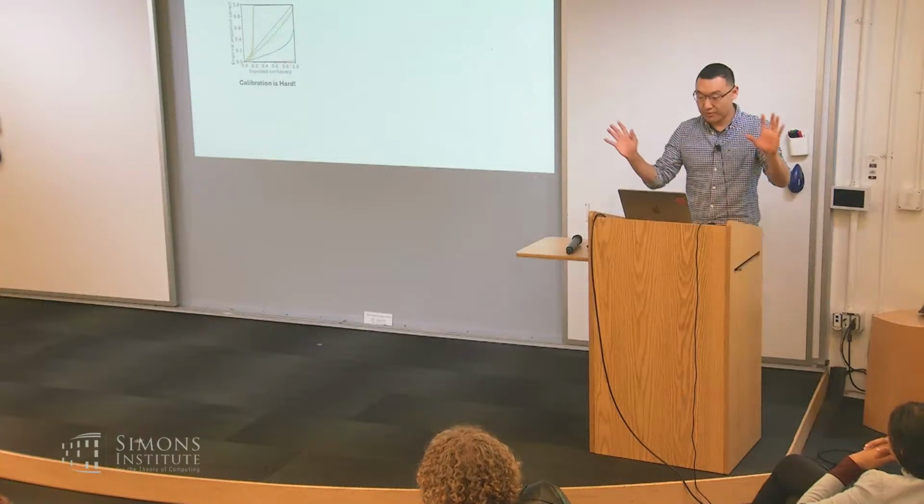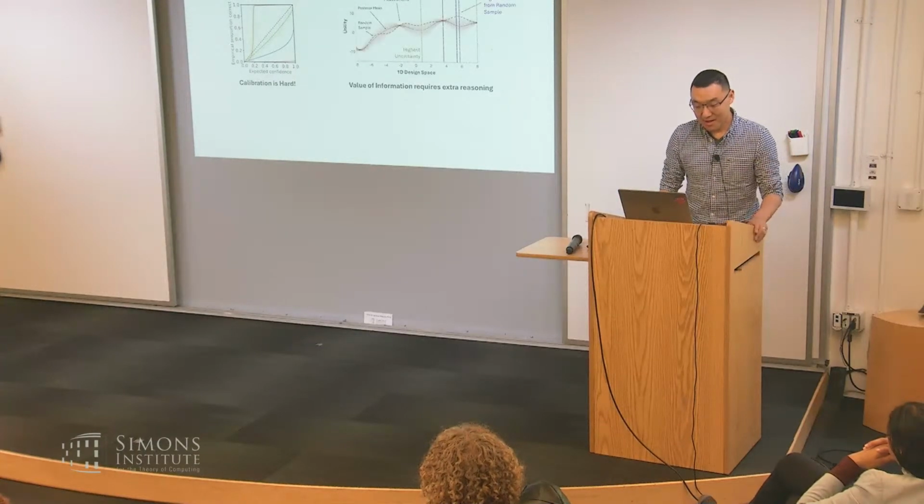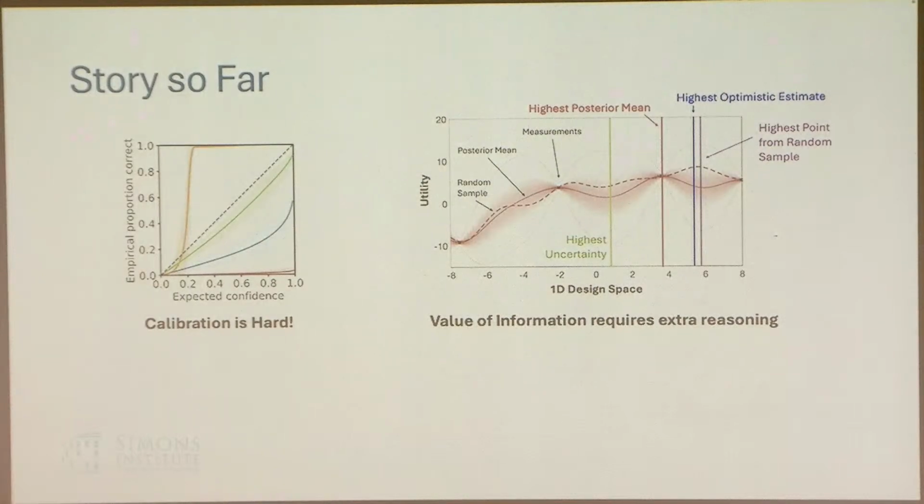Okay, so story so far. Calibration is hard. One other thing that I want to highlight, which some of you may have already realized, is that computing this value of information requires extra reasoning on top of uncertainty quantification, right? If you want to compute the optimistic estimate, like the upper confidence bound, you have to do a little bit of reasoning on top of querying your uncertainties.